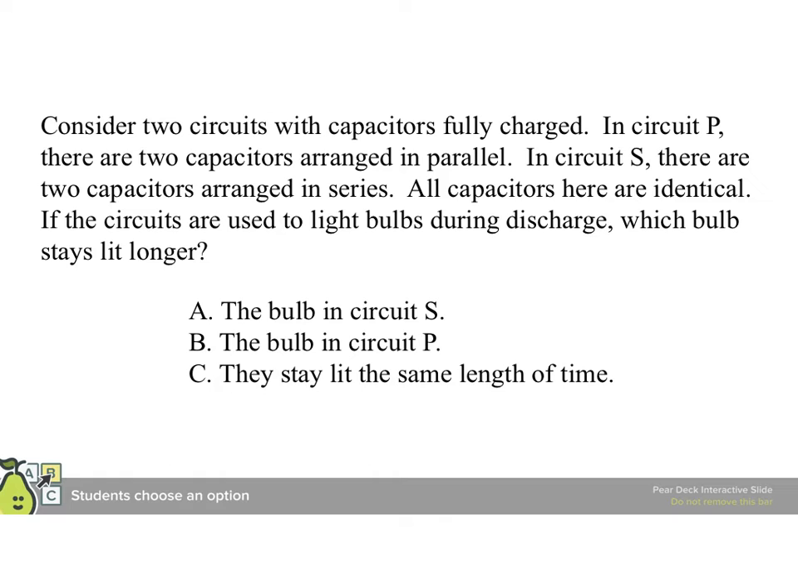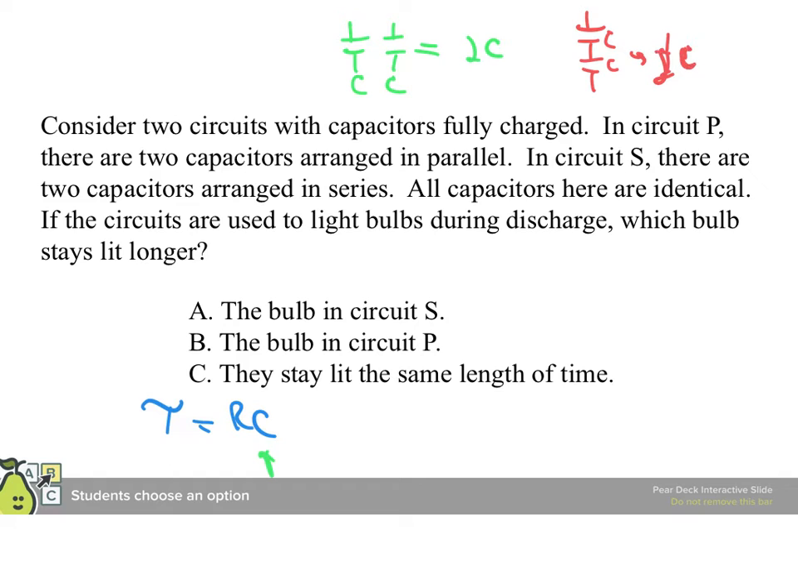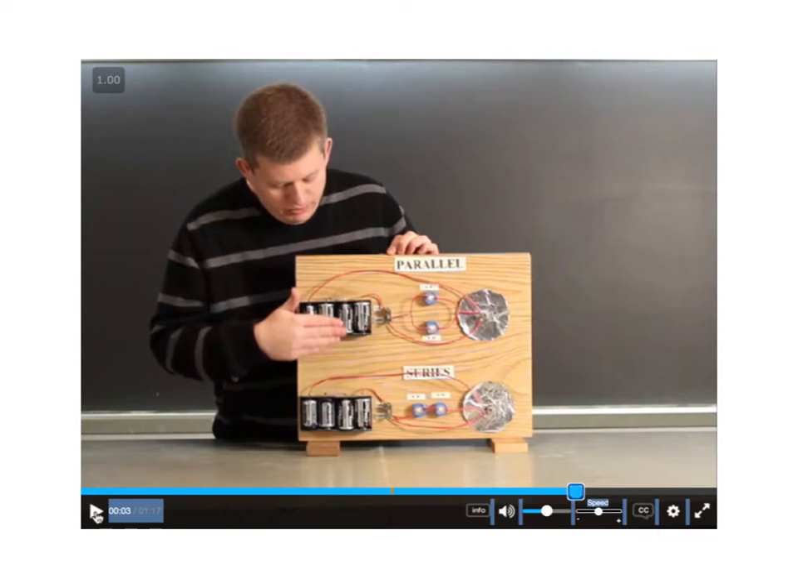We are clearly looking for the larger tau, which is RC. The R is just whatever's in the wires and is therefore essentially constant. So we're looking for the largest C. And we can see that when we have things in parallel, they just add. So if this is C and this is C, this becomes 2C. Whereas things in series becomes 1/2 C. So in the parallel case, the time constant is longer, and so the bulb will take longer to discharge. Let's see if that analysis was correct.